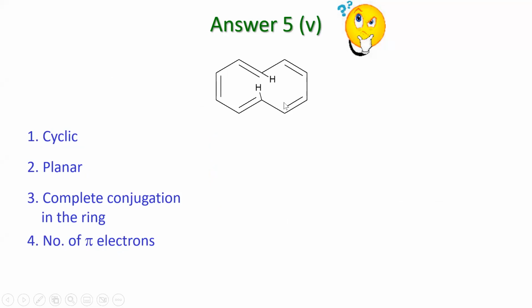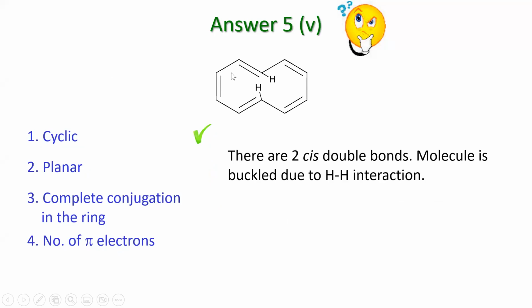This is actually 1 ring, not 2 rings. The cyclic system is there, but it is not planar. Do you know why? When you make the model of this compound, you can see due to these 2 hydrogens, this molecule is going to be buckled, like bent, right? Not a planar molecule, not on one plane, right? So it is not a planar compound.